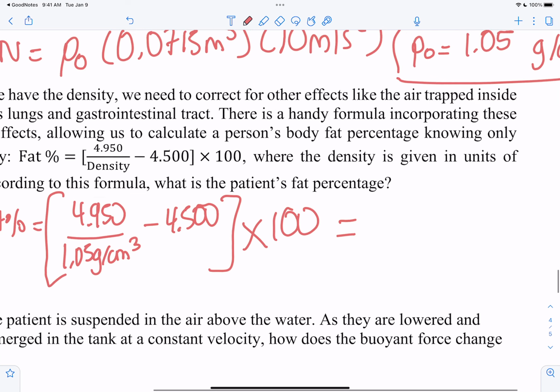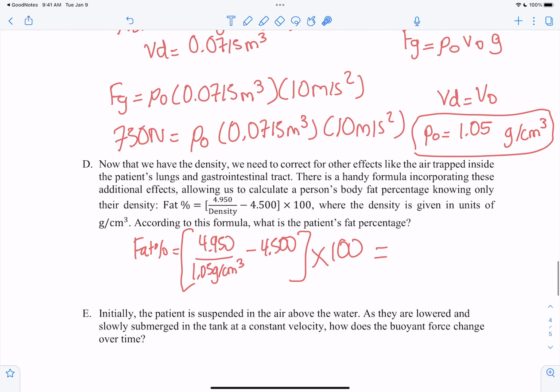Yeah, about 21.4%. I think I initially used 1.049, and so I got like 21.8, but depending on your rounding, you guys are probably right. So 21.4% is about right. But yeah, that's part D. Really just taking some values, plugging them in from part C, and you're good to go.